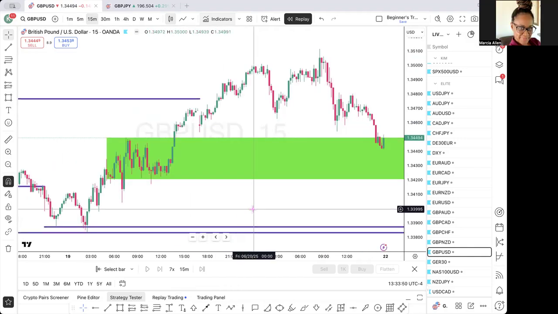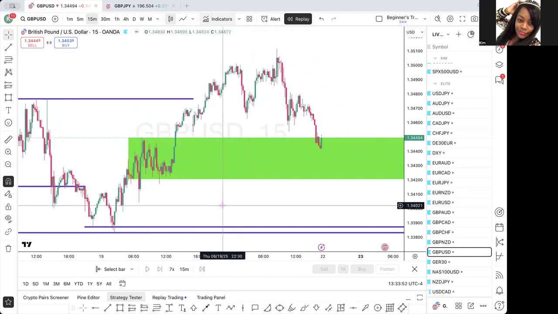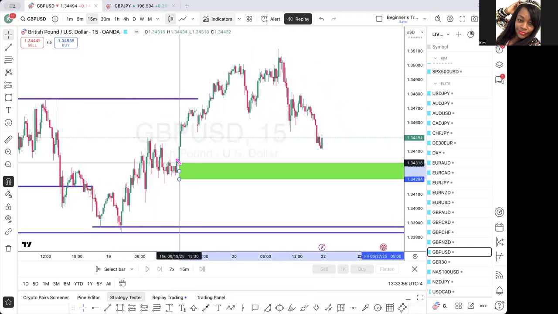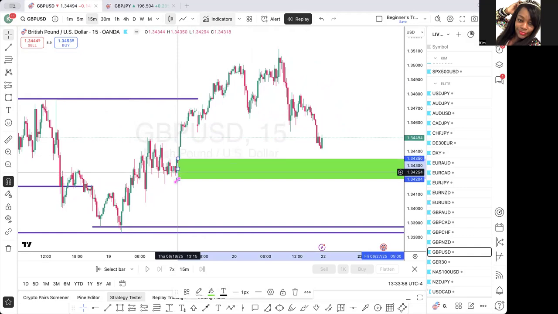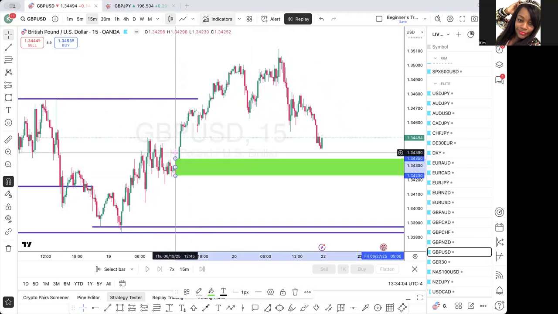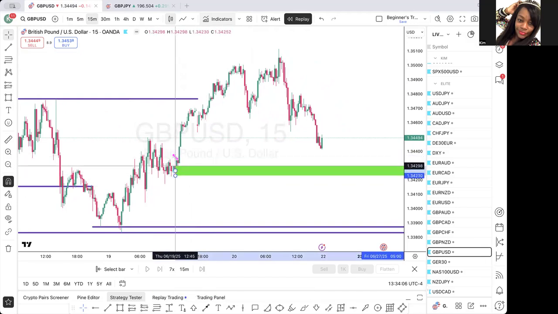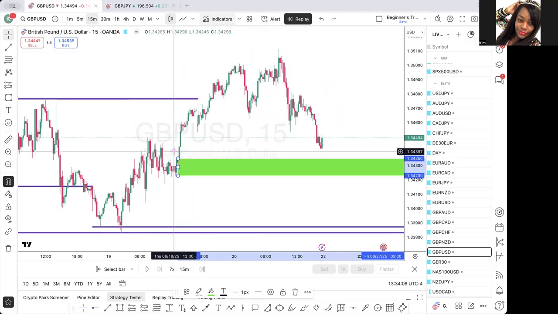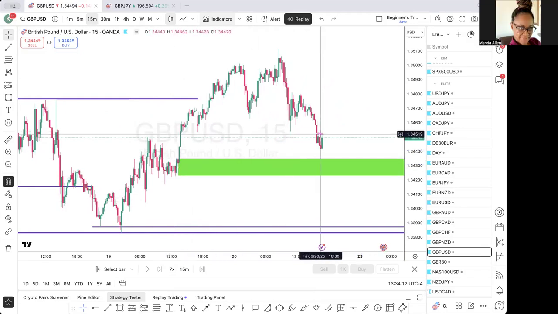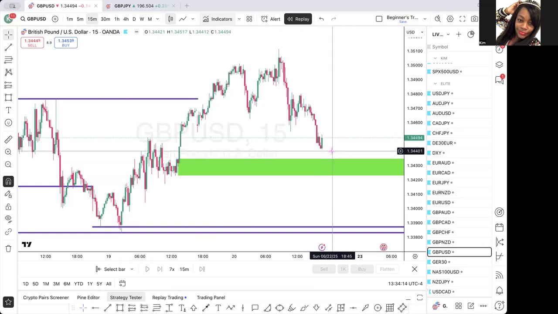So if I narrowed it down, this is my narrowed down demand zone on the 15-minute. It might even be this one here. It's going to be one of these two. So I'm just going to mark up this whole zone from here to here. I would like to see price come into this zone.